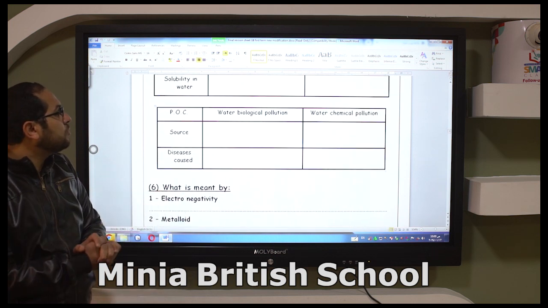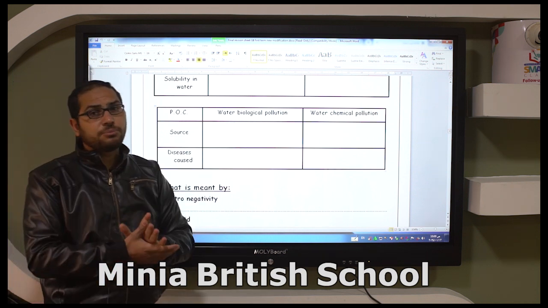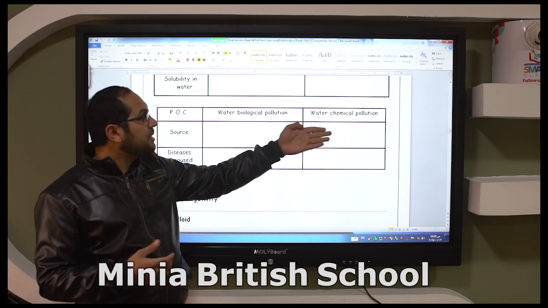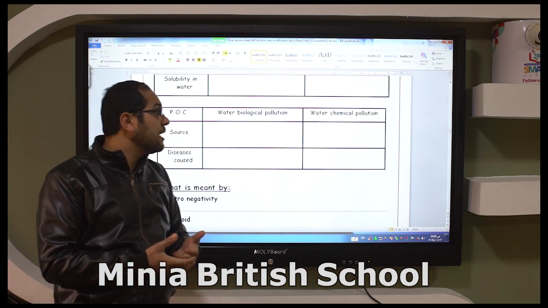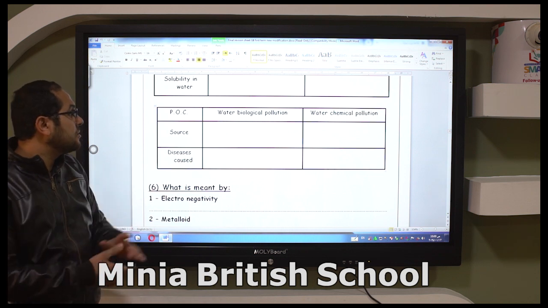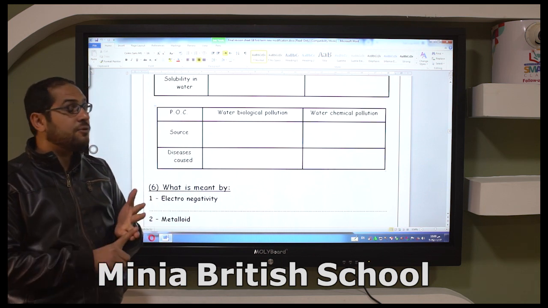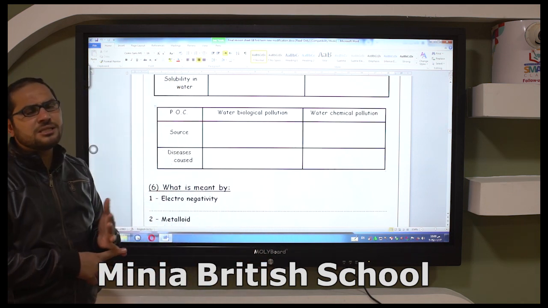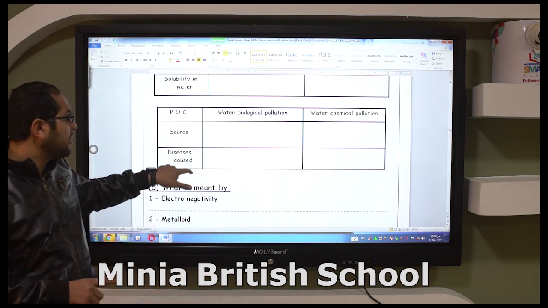This is a comparison between water biological pollution and water chemical pollution. What are the sources of biological pollution? Mixing animal and human wastes with water. While chemical pollution is discharging sewage and factory wastes in the rivers and seas. What about their diseases? Water biological pollution causes bilharzia, typhoid, and hepatitis, while chemical pollution causes diseases like liver cancer, blindness, and death of brain cells.